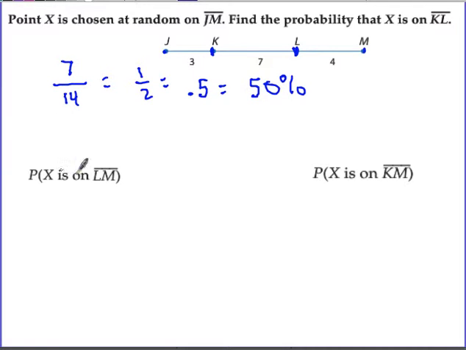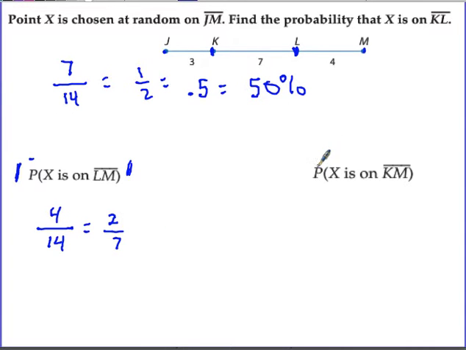Another example, what is the probability? And here's how these are going to be written in your assignment. Just like this, probability that X is on line segment LM. So we want to take the shorter segment, which is LM, that's 4, and put it over the total. Does the total change? There you go, 4 over 14. And then simplify it, so it's 2 over 7.